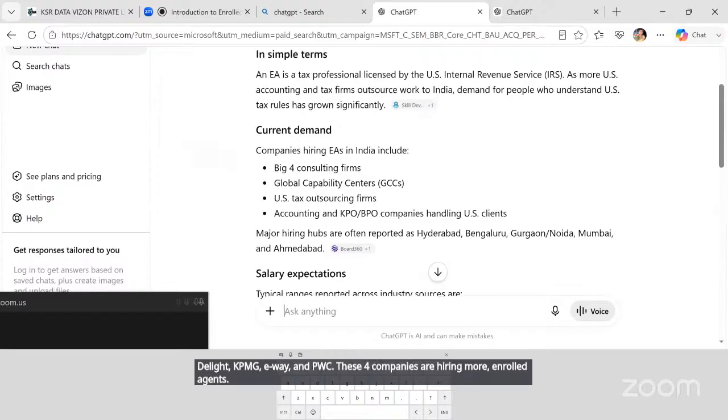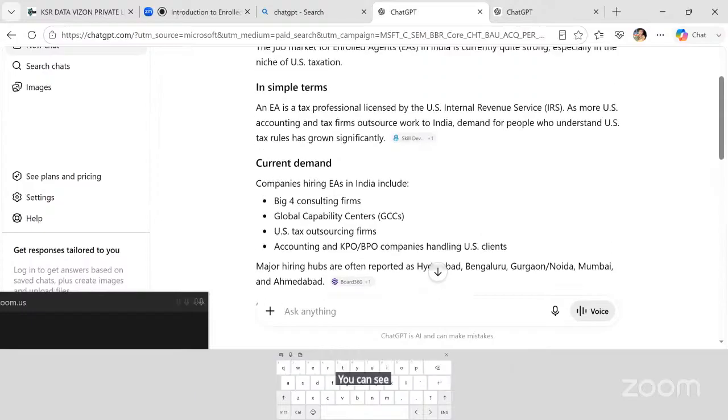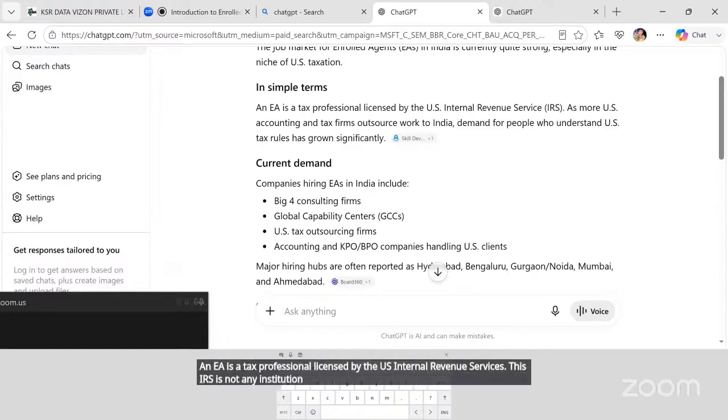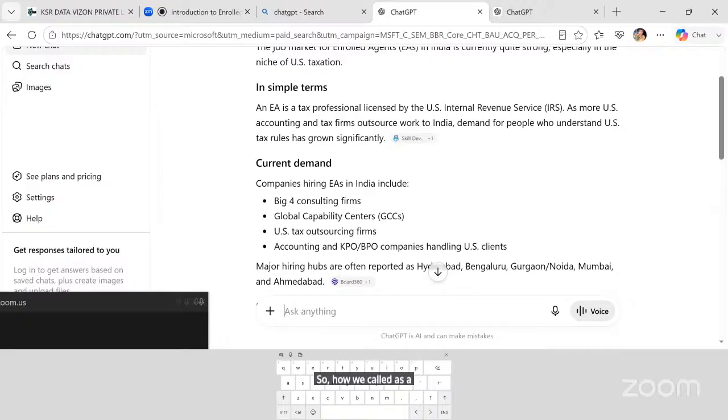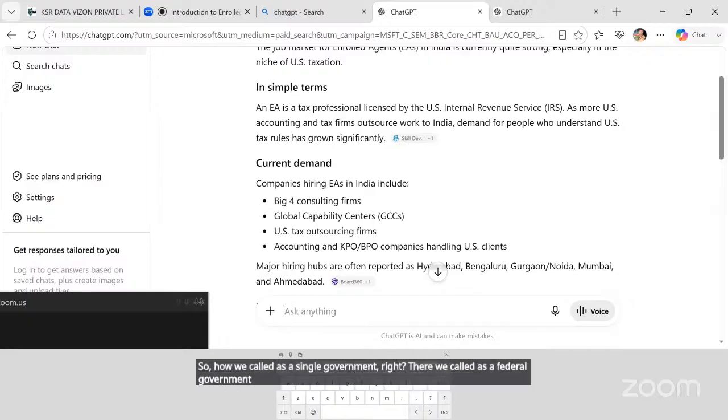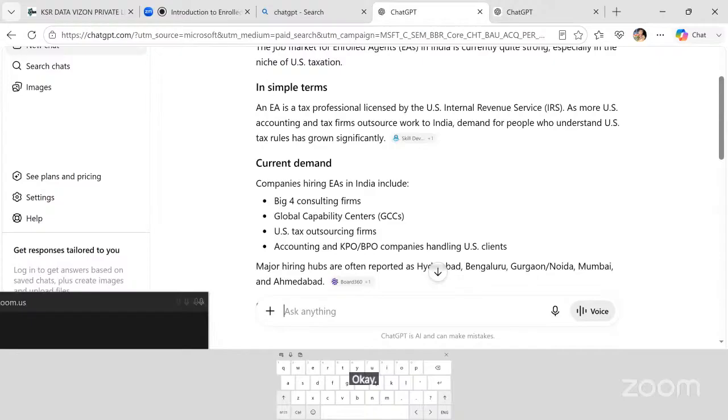You can see, an EA is a tax professional licensed by the US Internal Revenue Service. This IRS is not any institution, organization, or university, sir. It's directly the central government of America. What we call the central government, there they call the federal government. Like the Income Tax Department in India, similarly the Internal Revenue Service, the IRS, in the sense. Okay. Okay. So why is there demand, right?